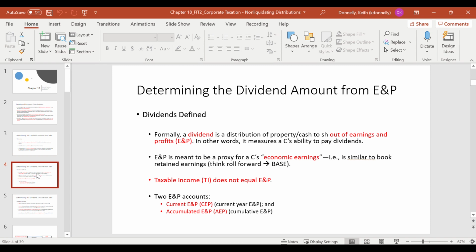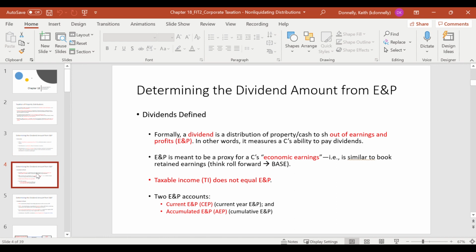In other words, and we're going to be talking about this a lot, E&P, earnings and profits, is basically a way of measuring a corporation's ability to pay dividends. E&P is like a proxy for economic earnings. It's kind of like book retained earnings. If you remember in your financial accounting class, your beginning retained earnings plus your net income minus your dividends equals your ending retained earnings. There's a similar setup with E&P.